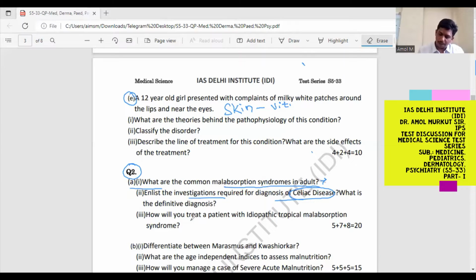Then how will you treat the patient with idiopathic tropical malabsorption syndrome? Again, supplementary treatment and definitive. Supplementary, you have to give supplementation of all the vitamins, proteins, and micronutrients. If there is dehydration, you have to correct that also. Electrolyte abnormalities also you have to correct. And in definitive, you have to treat the patient with tetracyclines, given for around 4 to 8 weeks of tetracycline daily orally. Okay.